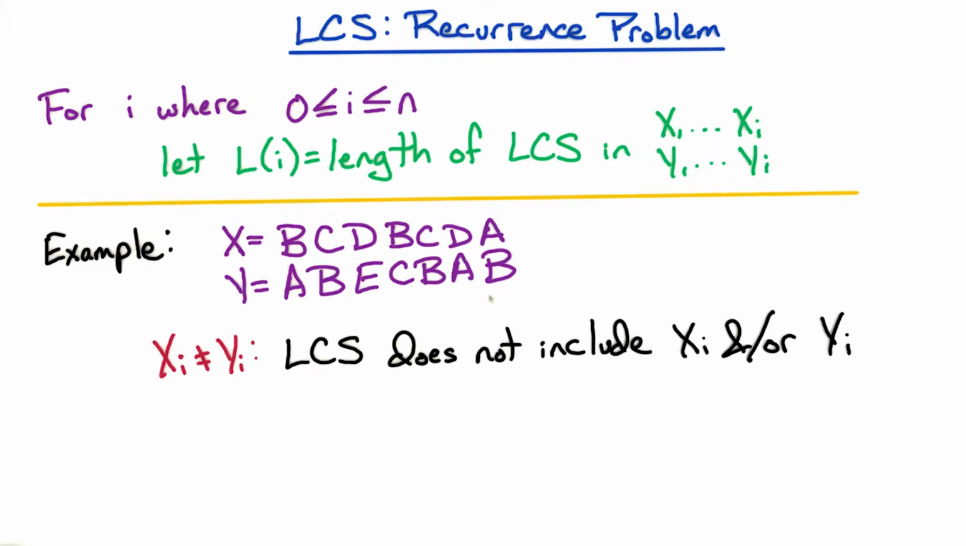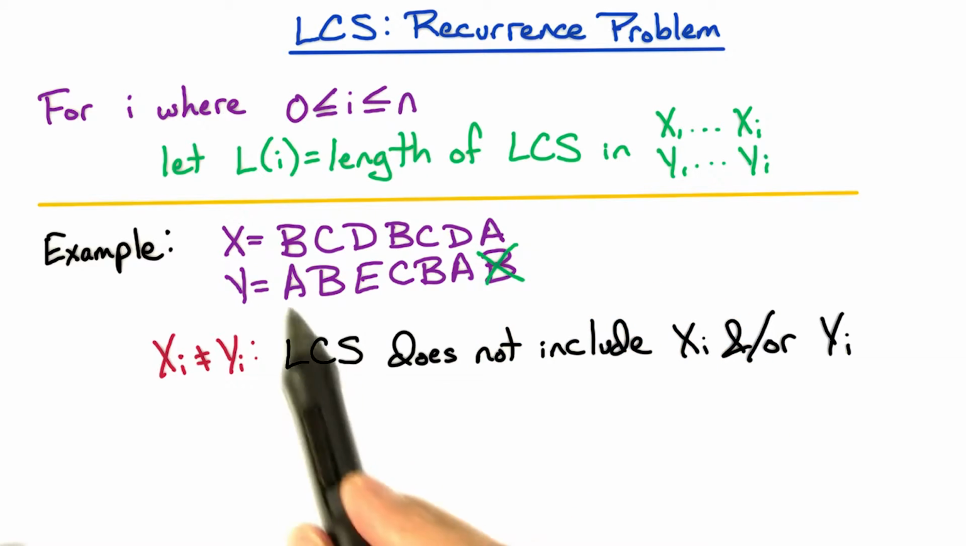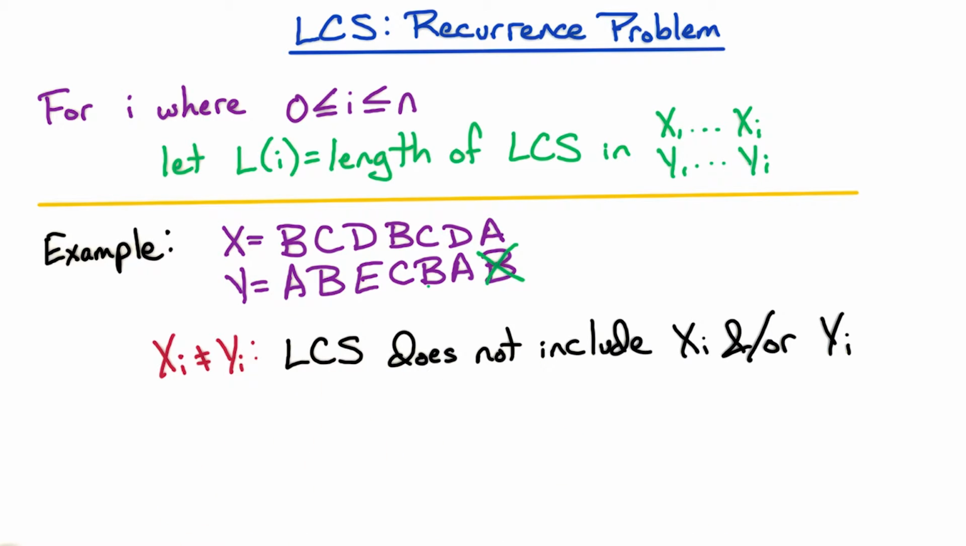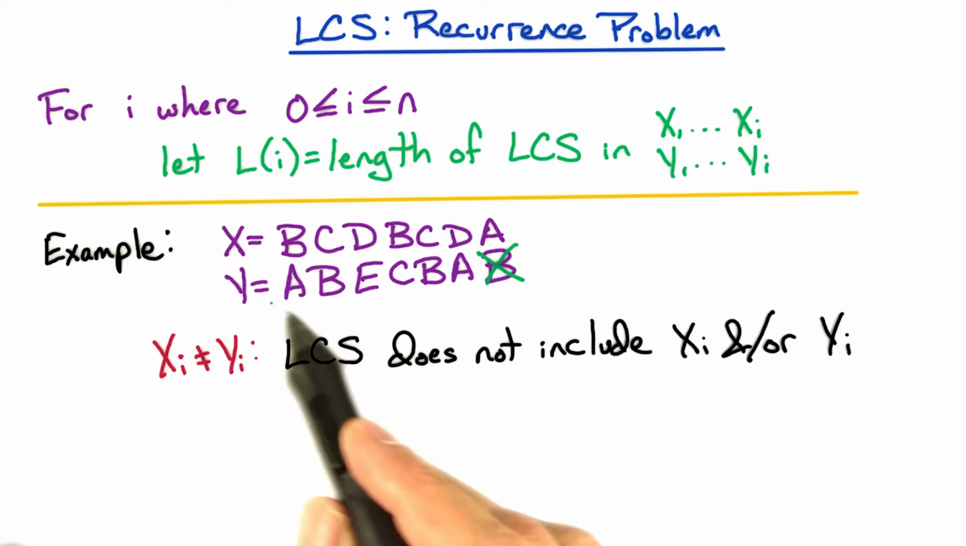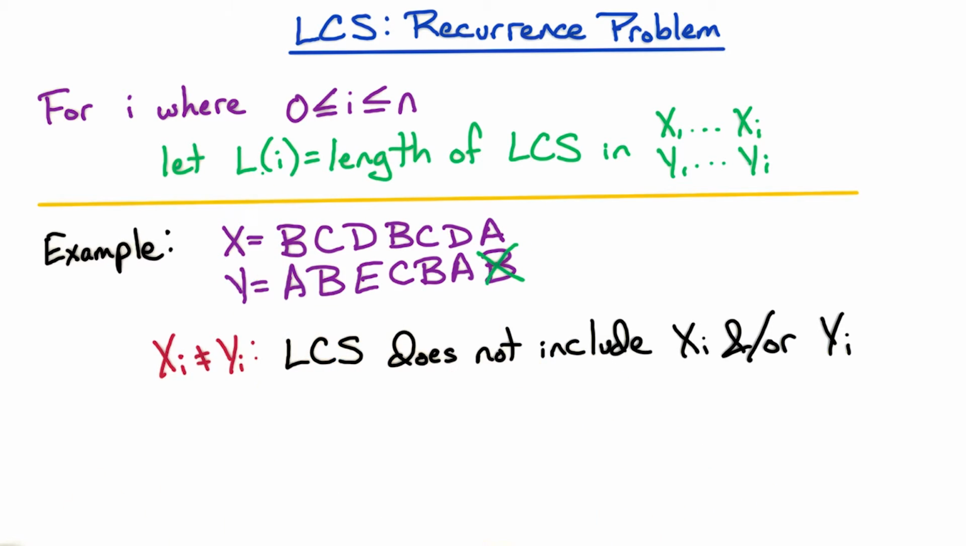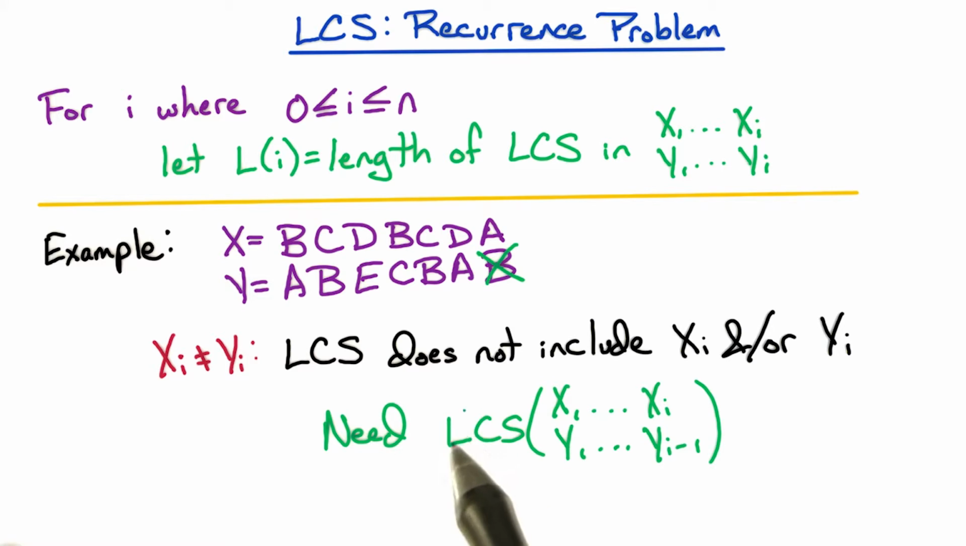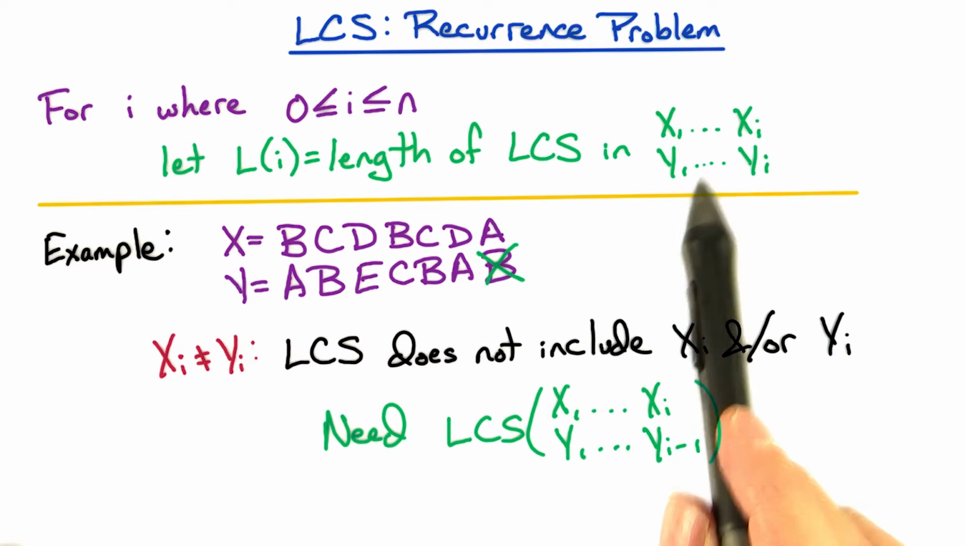And similarly, if yi is not included, so we drop this last character from y, then we have a prefix of length 7 in x, and a prefix of length 6 in y. So the prefixes are of different length in x and y. And once again, the solution to this subproblem is not in our table, because these prefixes are of different length. So for this case where yi is dropped, we need to look up the longest common subsequence in the prefix of length i in x with the prefix of length i minus 1 in y. Now this isn't in our table presently.